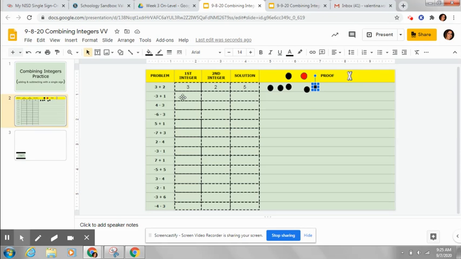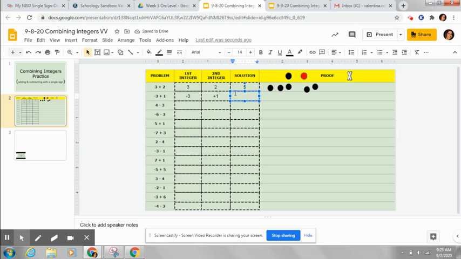Okay, now let's try the next one. Negative 3 plus 1. So double click here. The first integer is negative 3. So we'll type in negative 3. The second integer is a positive 1, because if you hide the first integer, it shows you a positive 1 or plus 1. So then I would have 1. And you could, if you want to, write a positive sign.